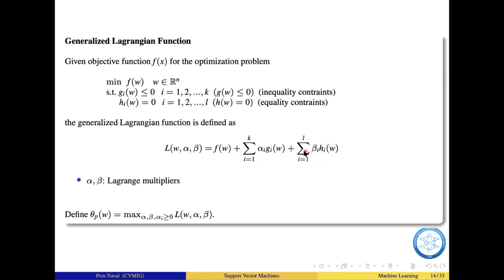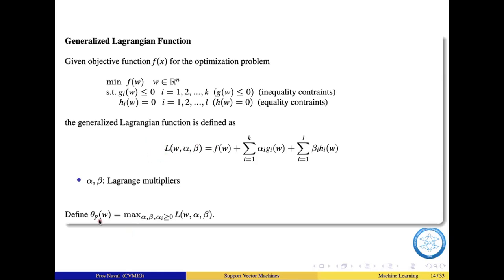This is the one for equality constraints, h is for equality constraints. Now for inequality constraints, we have g. For our optimization that we're trying to solve for our SVM, this is 0 because we don't have equality constraints. Now, for this generalized Lagrangian function, the alphas and betas are called Lagrange multipliers. So this is our generalized Lagrangian function.